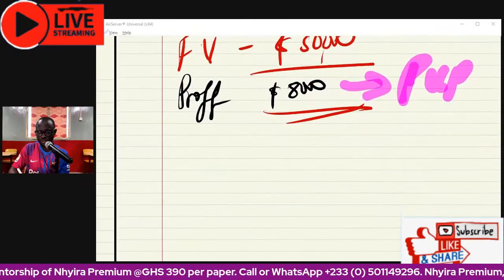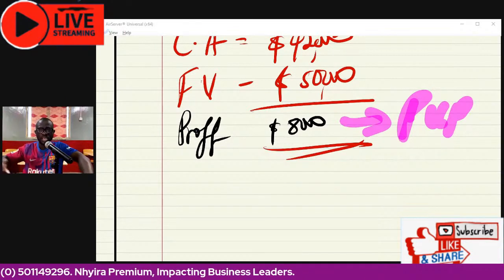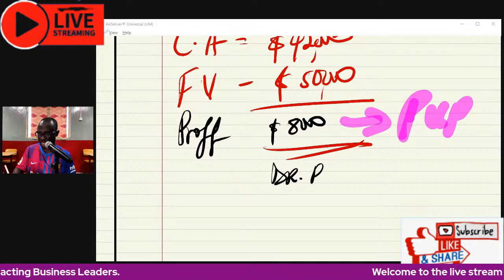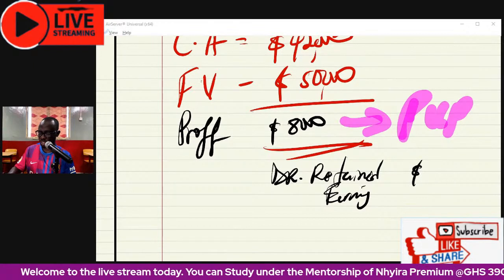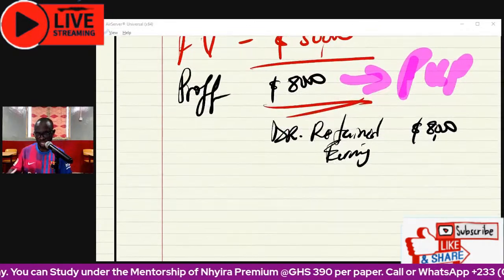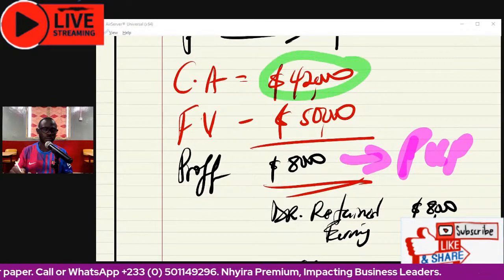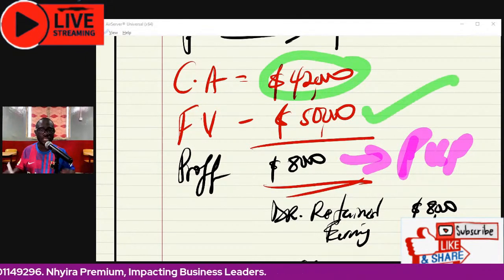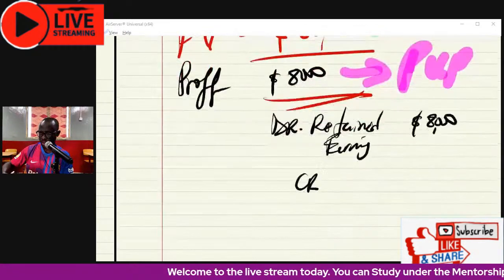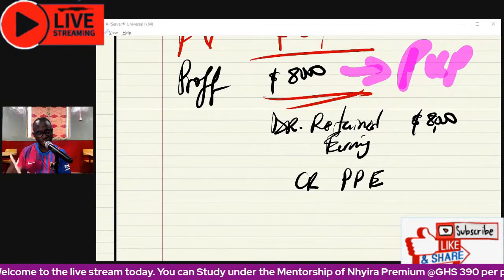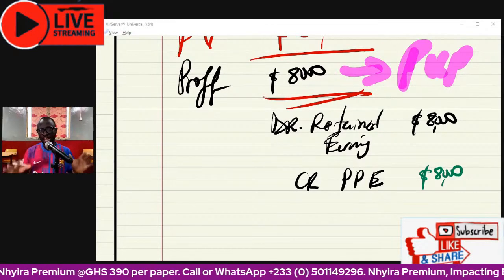So this 8,000, what do we do? Since P recognized this 8,000 in their profit for the year, it means it was included in their retained earnings. So we deduct it from retained earnings. That's why we are debiting retained earnings with the 8,000 to remove that profit, because on the group level, the two shall be one. Then on the group level, the asset should be carried at how much? 42,000. But right now, on the group level, the asset is being carried at 50,000. It means the asset is being carried over the amount that it is supposed to be carried. For that reason, we credit property, plant, and equipment on the face of the consolidated financial statement, $8,000. Does it make sense? That's the first part.